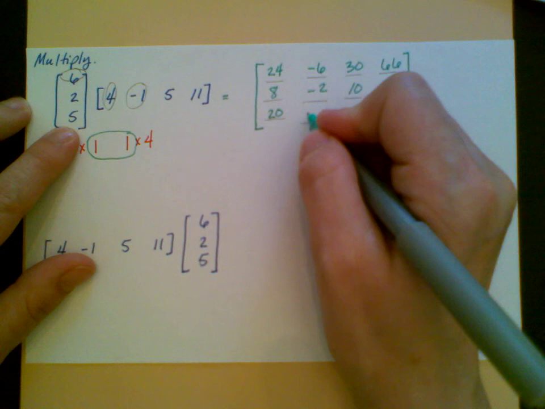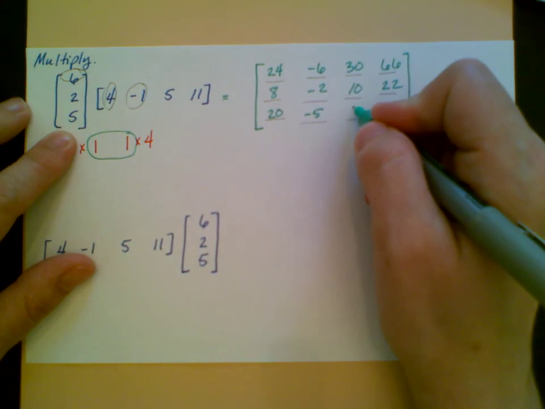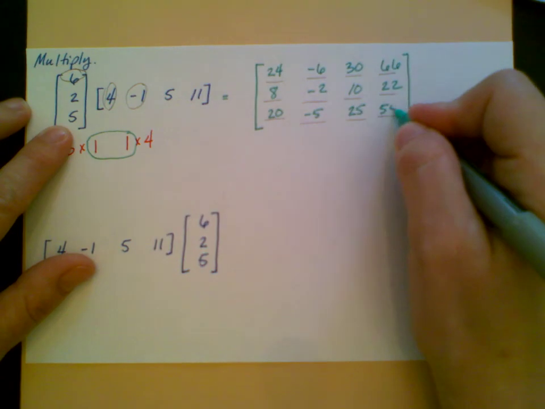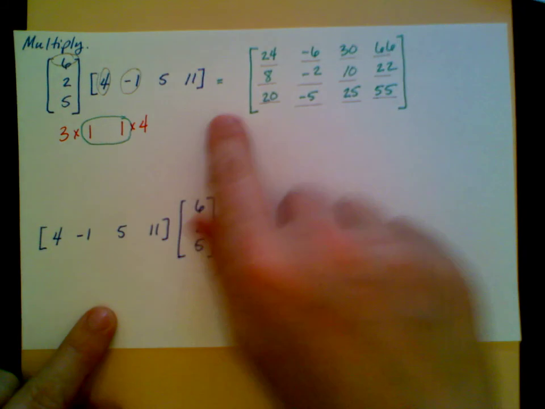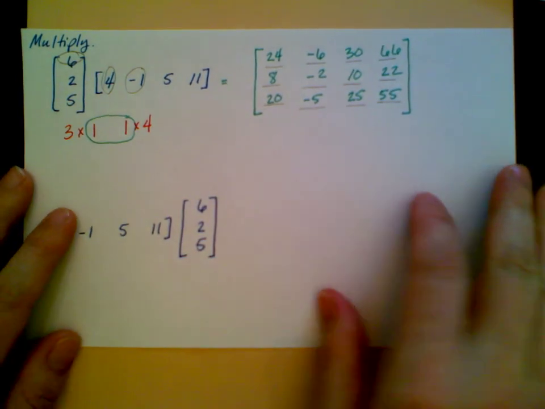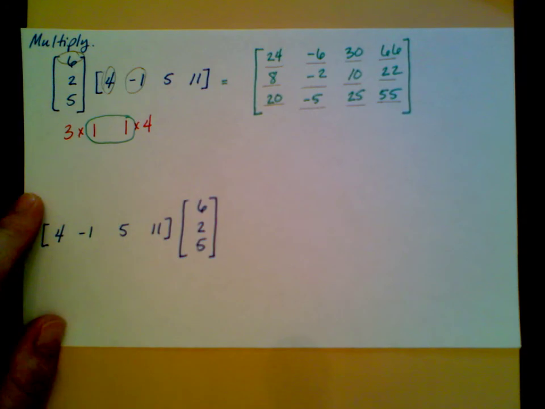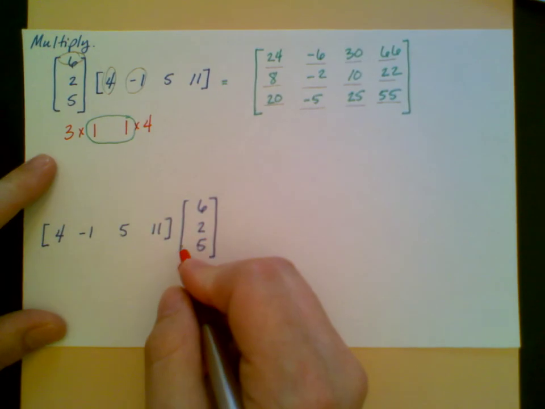5 times negative 1 is negative 5. 5 times 5 is 25. And 5 times 11 is 55. And there is my result. So now, notice I've decided to do the same sort of thing we did last time. I'm switching the order. So we want to see if anything different happens here.